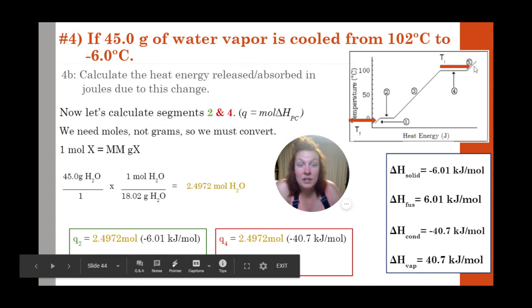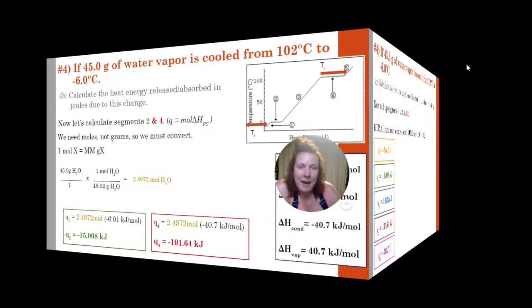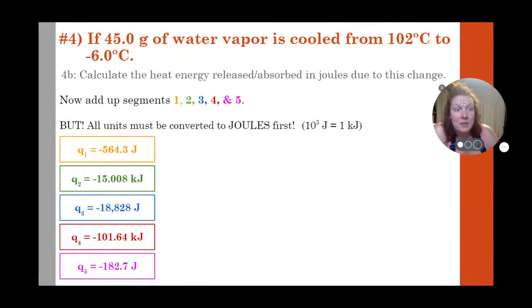And this makes sense because to condense something means to take a gas and make it a liquid, right? Those particles are losing energy, they're moving less, they're starting to become more attracted to each other and therefore start forming that liquid. So we are going to be using negative 40.7 because that is the molar heat of condensation. Plug that into our calculator and we end up with negative 101.64 kilojoules. So I'm going to take those two values, put those in my back pocket, and we're going to go ahead and wrap up this question.